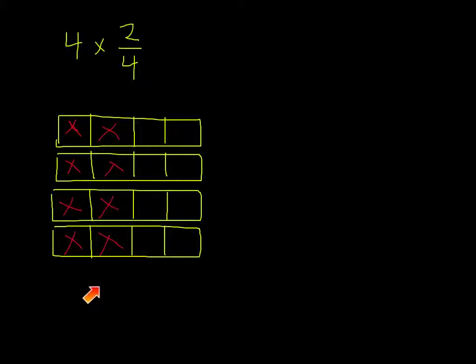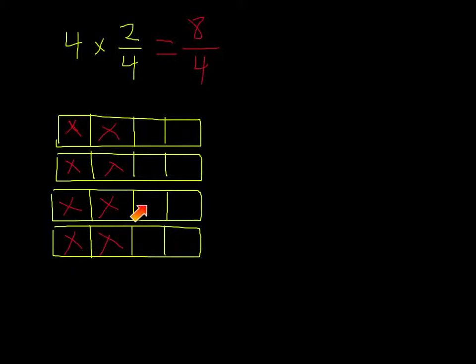So now as you can see, we have 2/4 here, plus 2/4 here, plus 2/4 here, plus 2/4 here. How many fourths is that going to give us? Well, 1, 2, 3, 4, 5, 6, 7, 8. It gives us 8/4. So we can come over here and we can go 8/4.